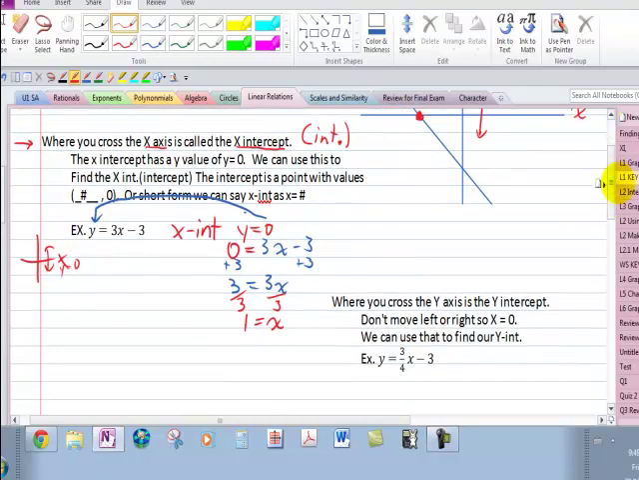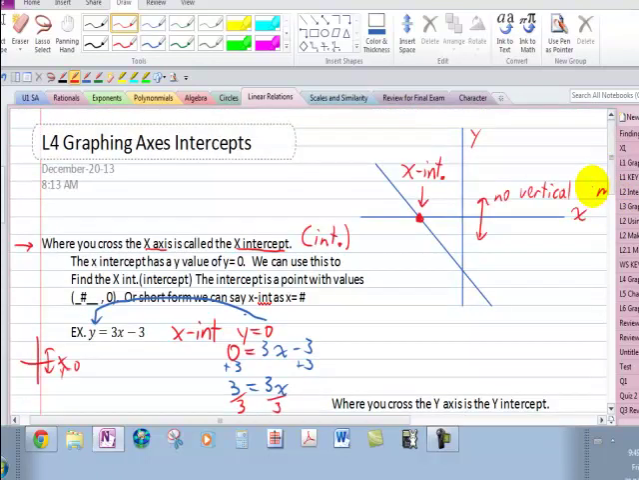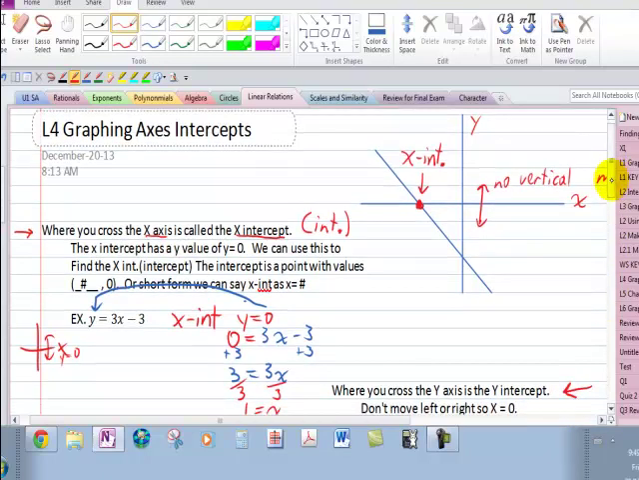Next, now we're going to do the opposite. So there's a little bit of patterning here. Where you cross the y-axis is the y-intercept. Please write that down. So now we're going to find the y-intercept. There'll be less writing.